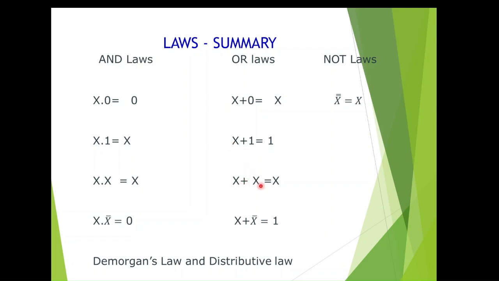And x plus x is equal to x. Again, we can have only two possible values, 0 and 1. 0 plus 0 is 0, 1 plus 1 is 1. X plus x bar is 1 and x double bar equal to x, that is the involution law. And in addition to this AND law, OR law and NOT law, you should remember De Morgan's law and distributive law. Then only we can simplify the Boolean expressions using these laws.